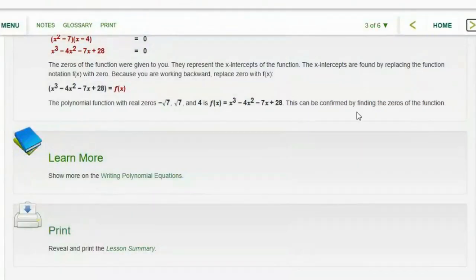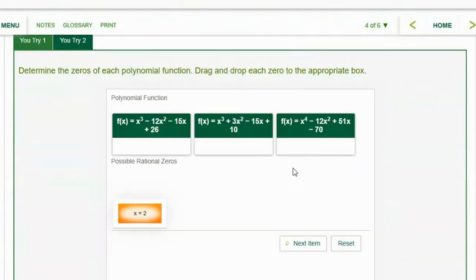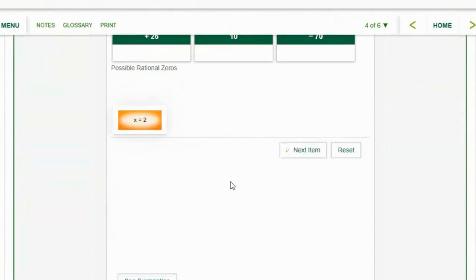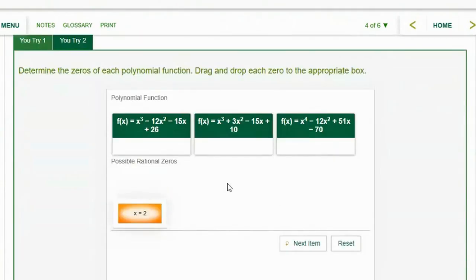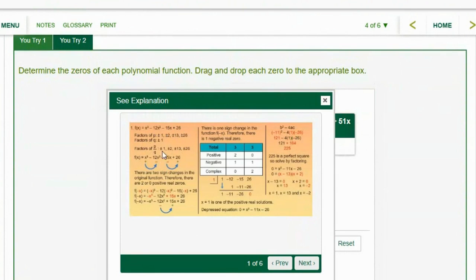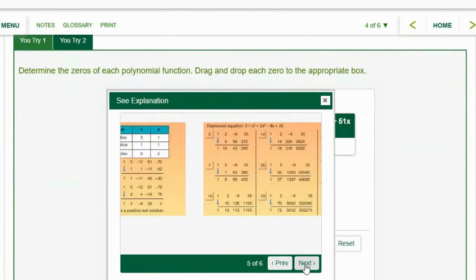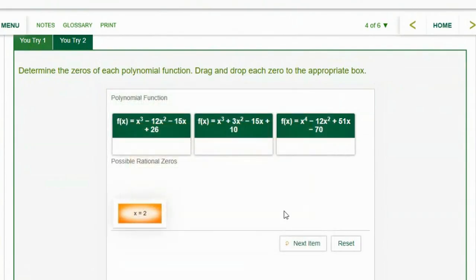All right, there are a couple of pages of sample problems. So if you're confused by this, you think, man, I don't know if I can do all that, here's where you want to try it. Try this. Determine the zeros of each polynomial function. x equals 2. What happens if I hit see explanation? Oh, it goes through all the steps to figure out the zeros. All right.